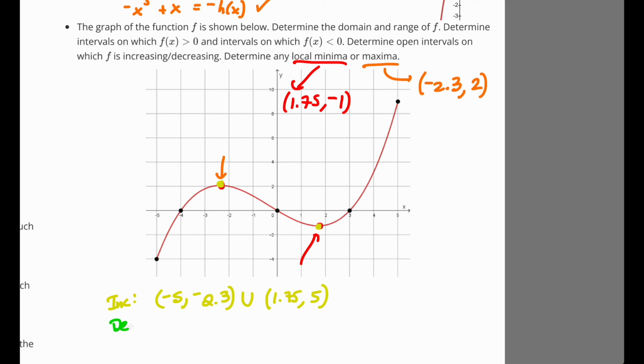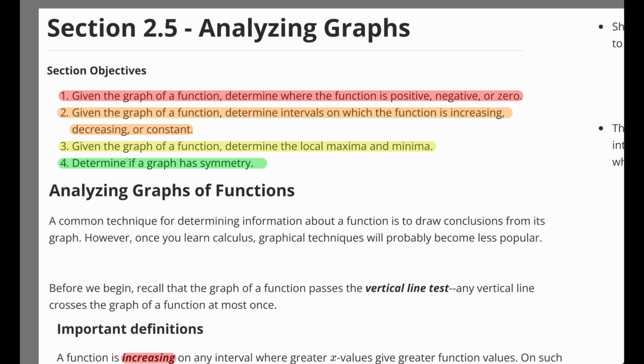The decreasing is that spot in the middle. So basically from here to here, and we know those values already because we figured them out. It's just going to be negative 2.3 to about 1.75 for the decreasing. So that's a video about analyzing graphs.